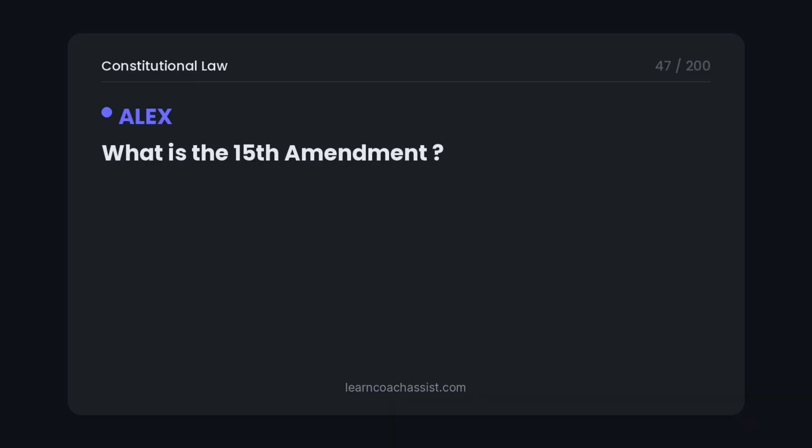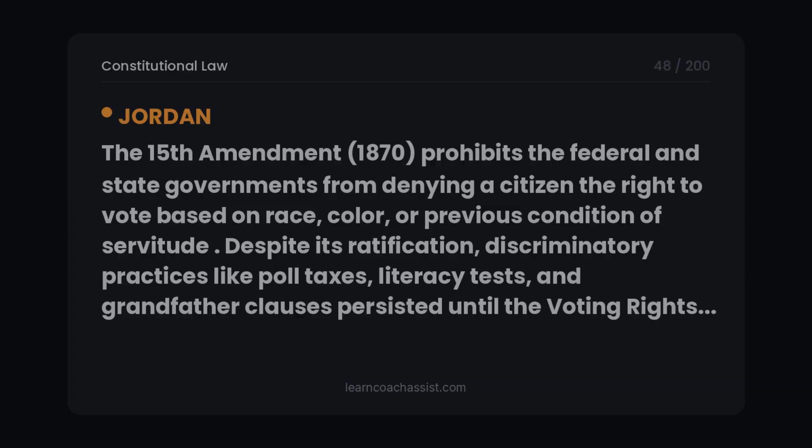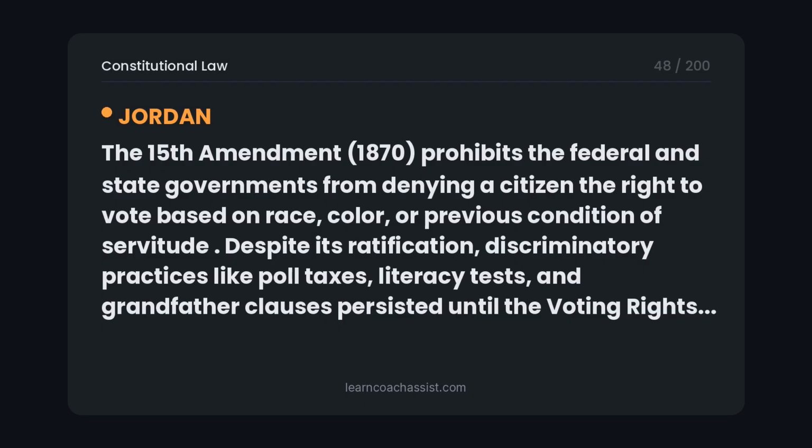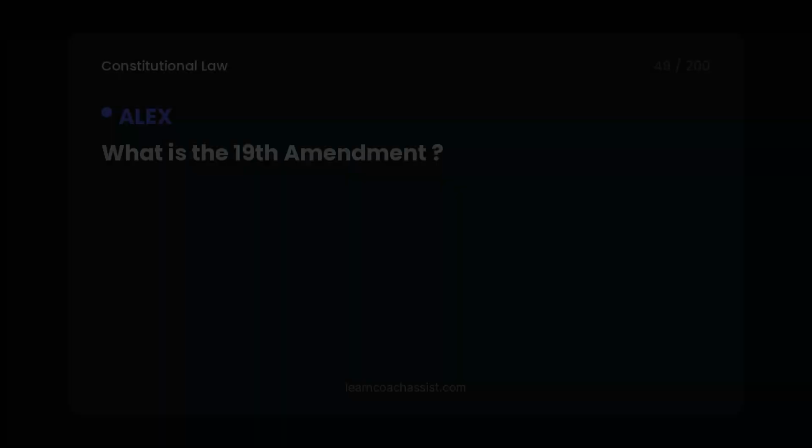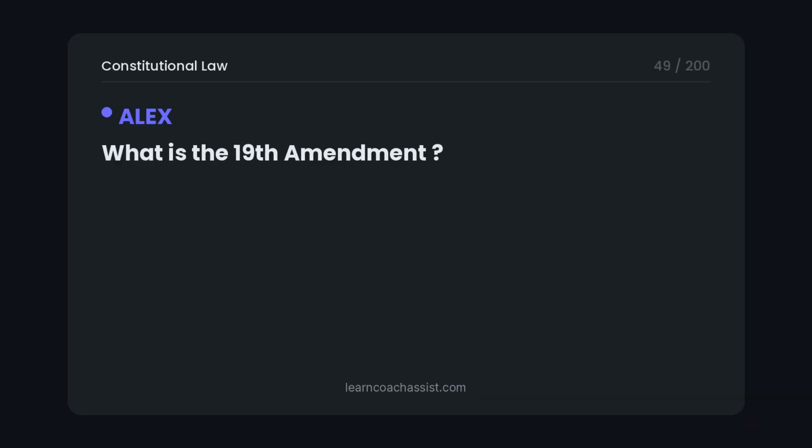What is the 15th Amendment? The 15th Amendment, 1870, prohibits the federal and state governments from denying a citizen the right to vote based on race, color, or previous condition of servitude. Despite its ratification, discriminatory practices like poll taxes, literacy tests, and grandfather clauses persisted until the Voting Rights Act of 1965.